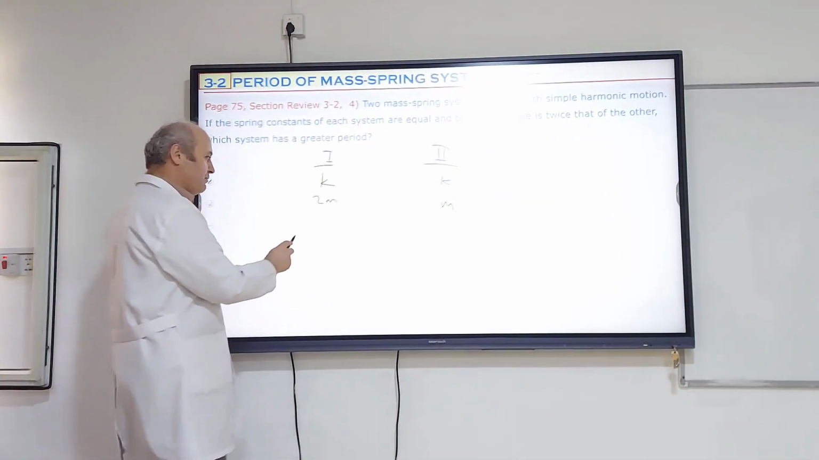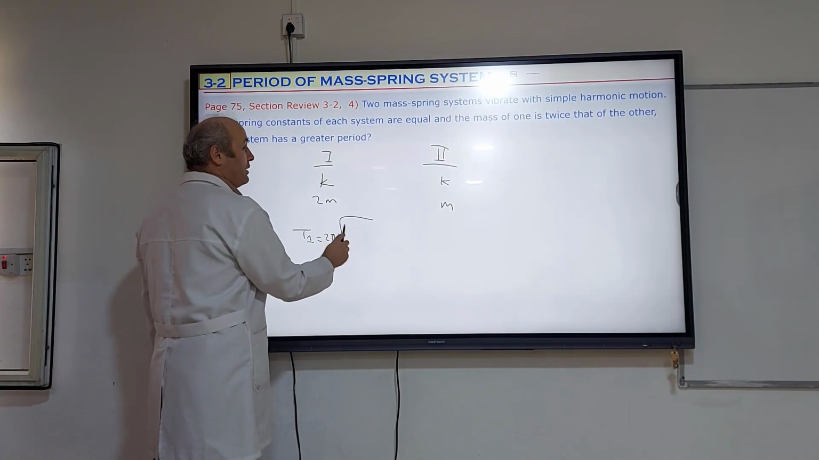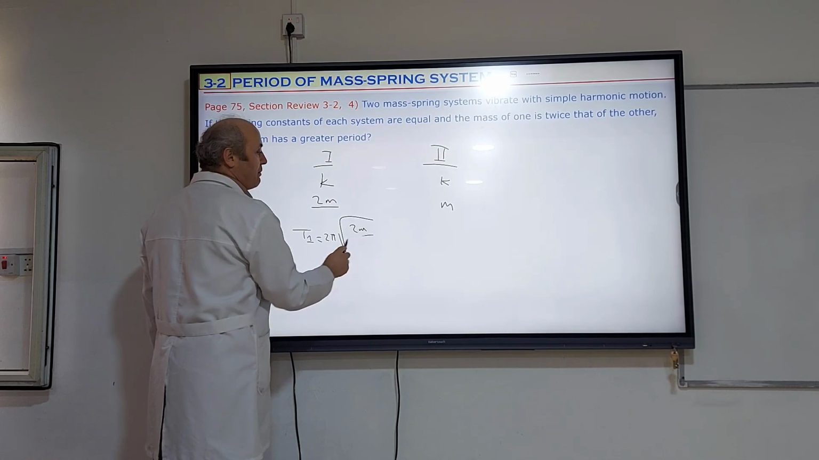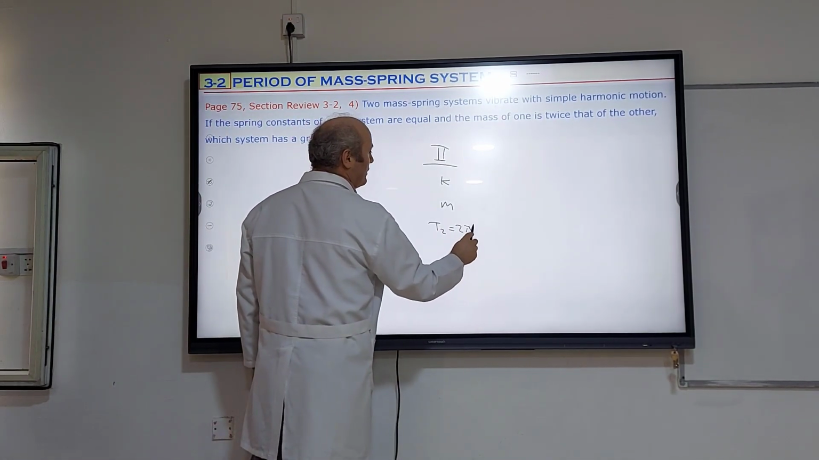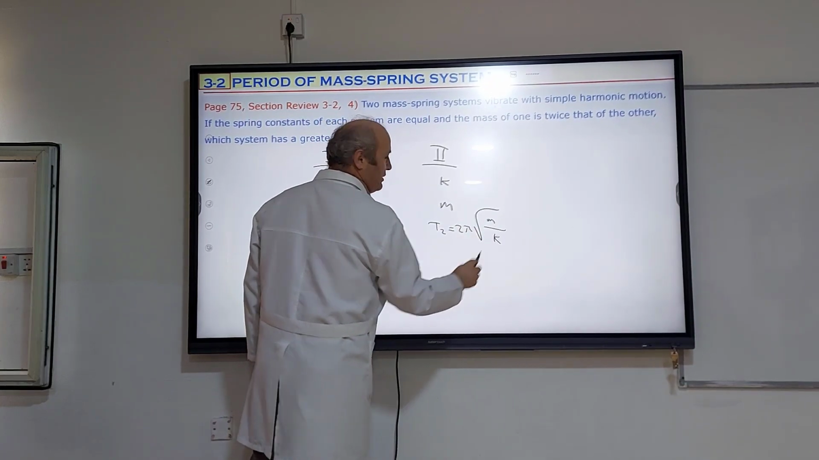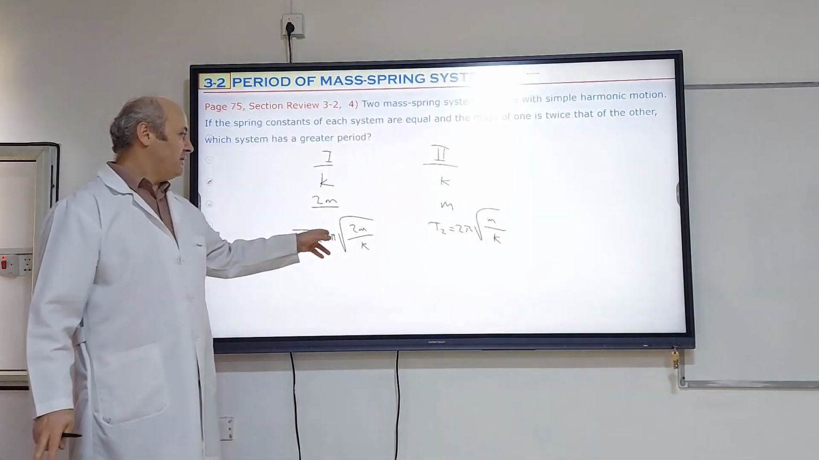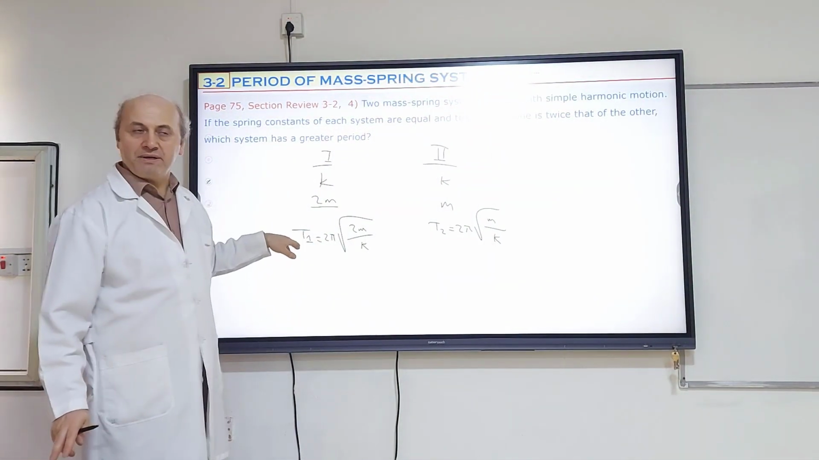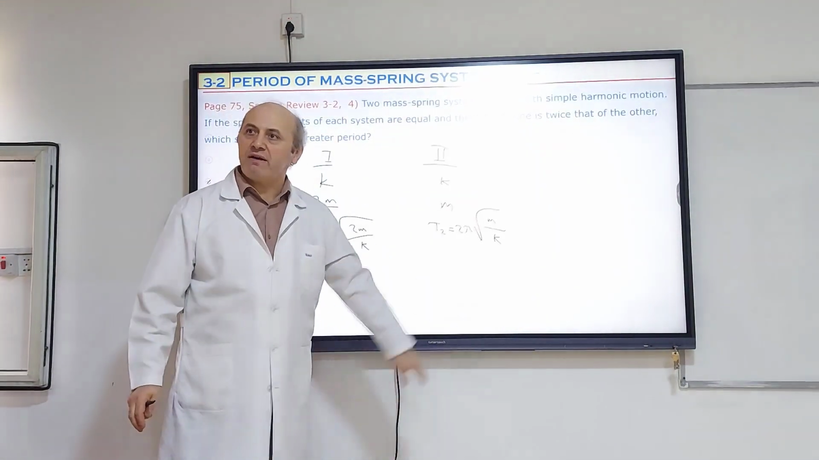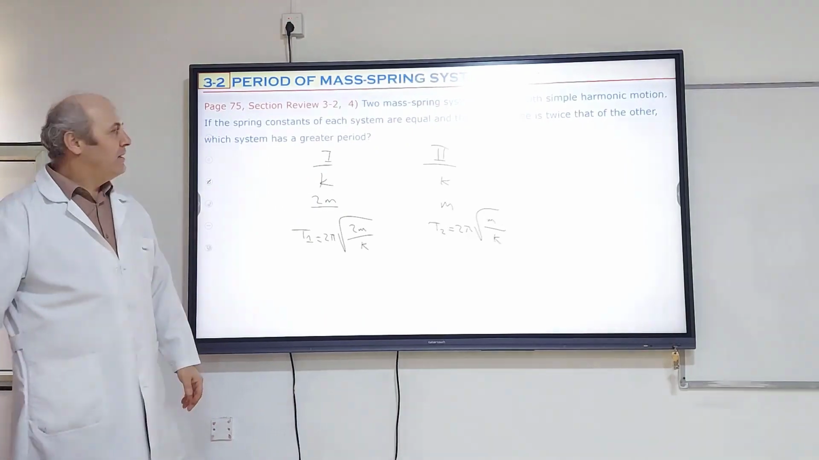Write the period equation. T1 is 2 pi square root of M over K. This one, T2, is 2 pi square root of 2M over K. As you see, if mass increases, period increases. Absolutely. The one with the greater mass will have a greater period. The one with the smaller mass will have a smaller period. Clear?